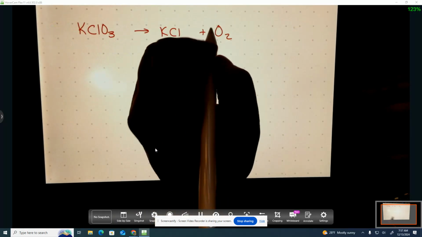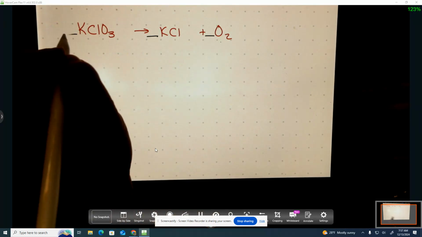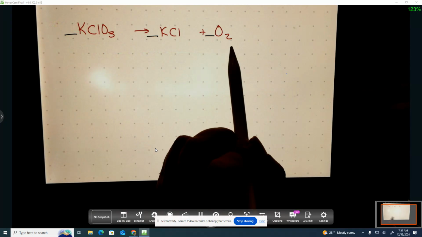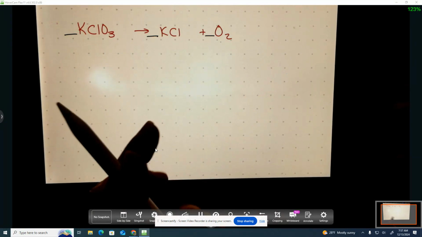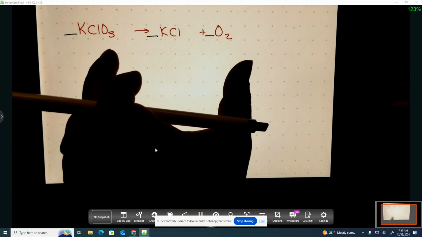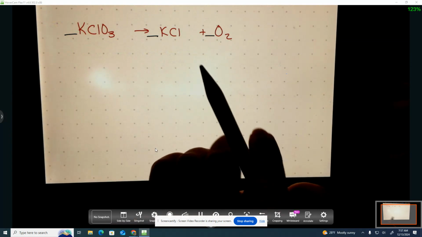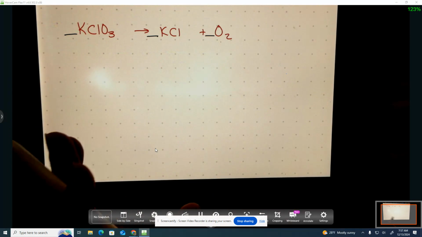Now to fix it, we need to put coefficients in front. We cannot change the subscripts because the subscripts are dictated by the formulas that we wrote before. That's what we worked on for the first 15 weeks of school.